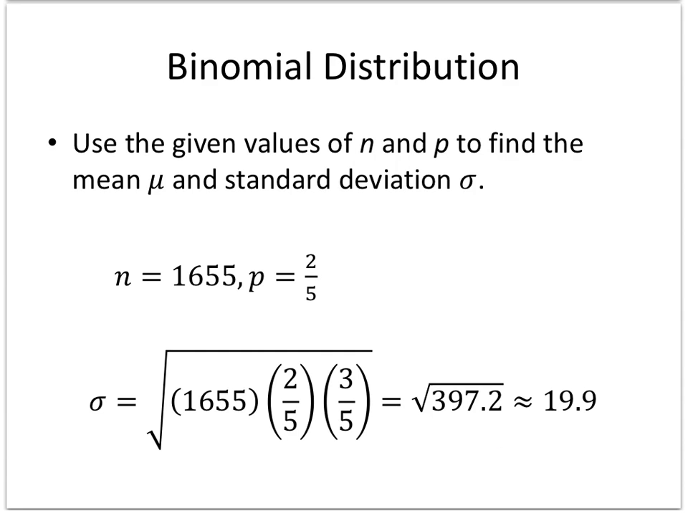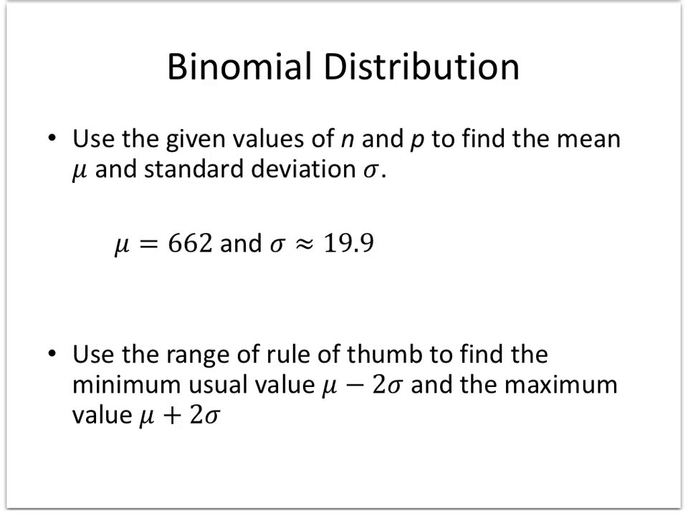So I just go through a couple of steps to multiply all this out, and then take the square root and round to 1 decimal point. Use the range rule of thumb to find the minimum, which is the mean minus 2 times standard deviation. So in other words, below the mean by 2 standard deviations, and then above the mean by 2 standard deviations.